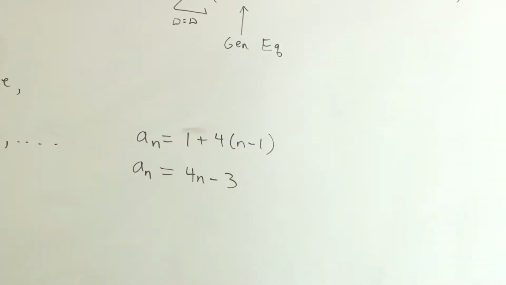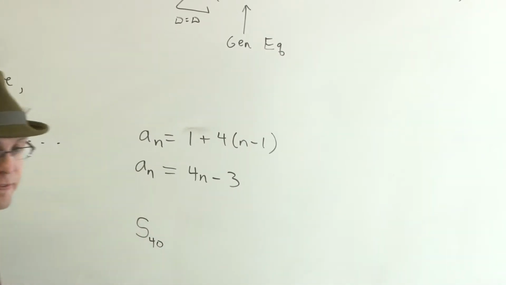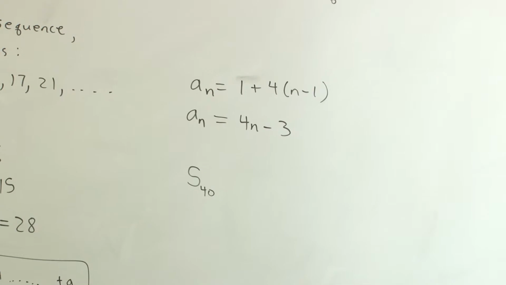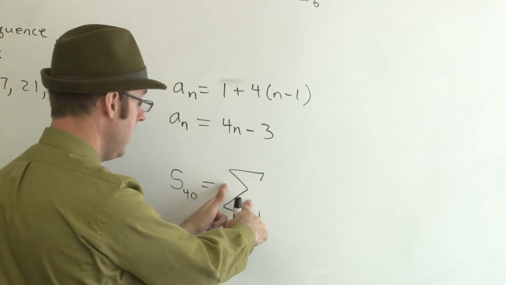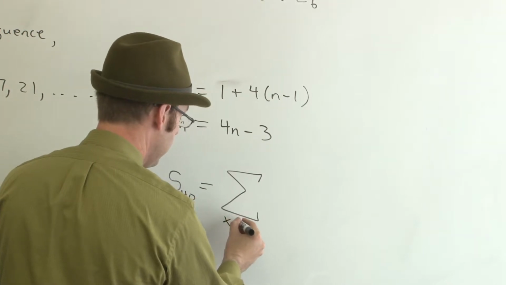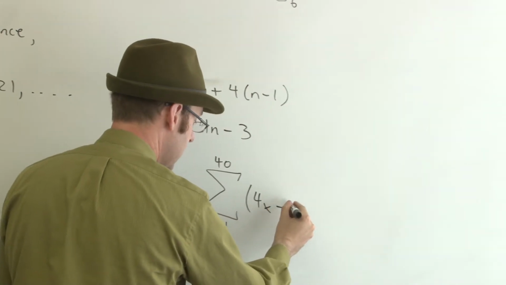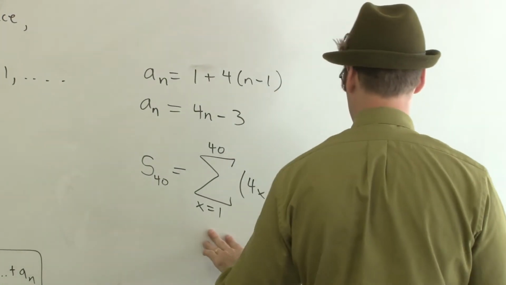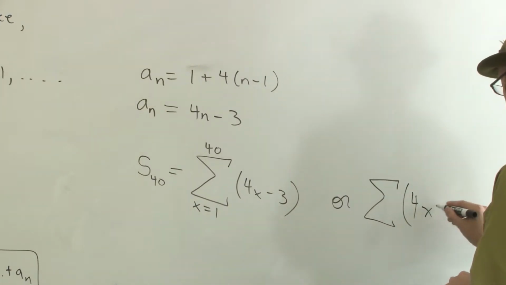Either way. If I wanted S40, for example, to add up the first 40 terms, I could write out the first 40 terms and add them all together. Or I can just use the calculator. This just means add up. It's a Greek S for sum. If you've got the little fill-in things, you can say x equals 1 to 40 of 4x minus 3, and it will give you an answer. If you don't have the little fill-in things, you'll do sum, and then the expression.